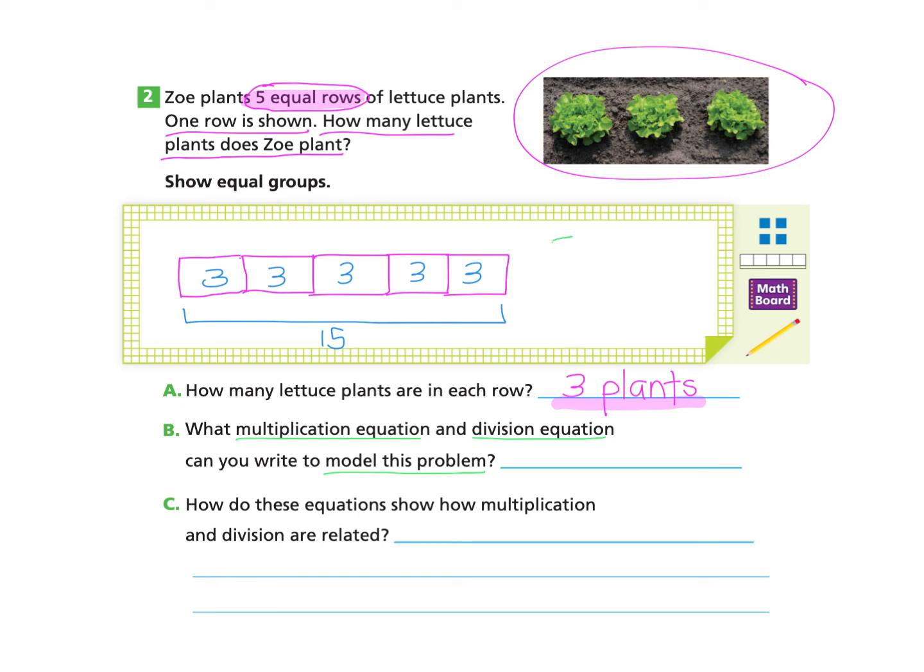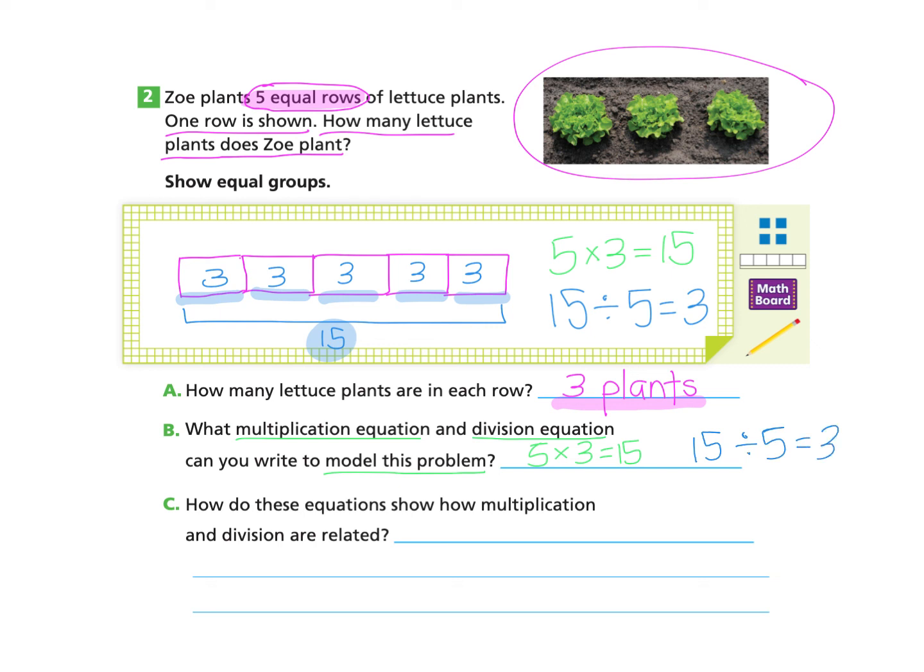Our model shows that there were 5 equal rows because we have 5 boxes to demonstrate that, and each row had 3 in the row, so that made a total of 15. So this would be our multiplication equation. Now for our division, we would take the total amount, 15, and we know they were broken into 5 boxes or equal rows. So we can write that we had 15 and we divided them into 5 equal rows, and when we did that, we found that there were 3 in each of those rows. So our division equation is 15 divided by 5 equals 3.